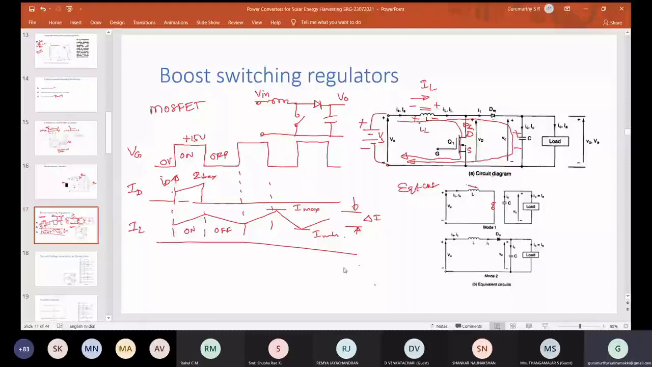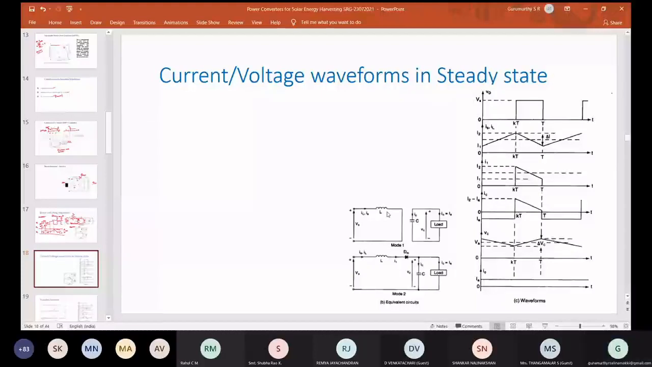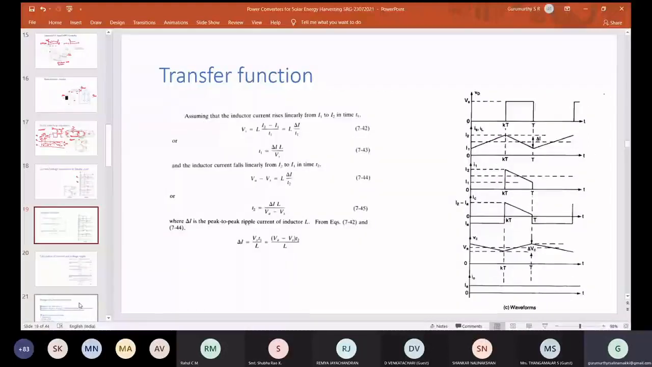Now whatever I have discussed here is shown here. This is the inductor current. This is the device current. This is the current in the capacitor, and this is the voltage ripple. Now let us see the transfer function. Why are we discussing all these things? Because we want to build a boost converter. This is the boost converter topology, so the output voltage is more than the input voltage. We are trying to establish that relationship, how it happens.